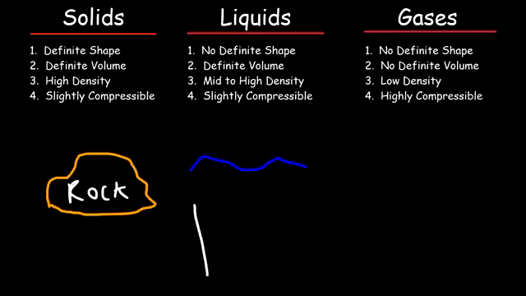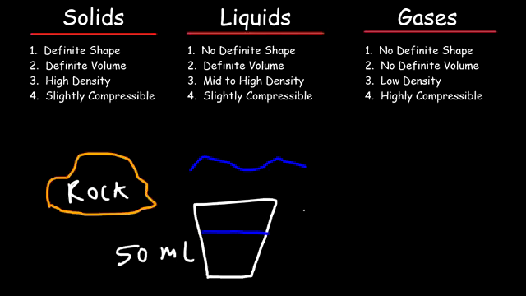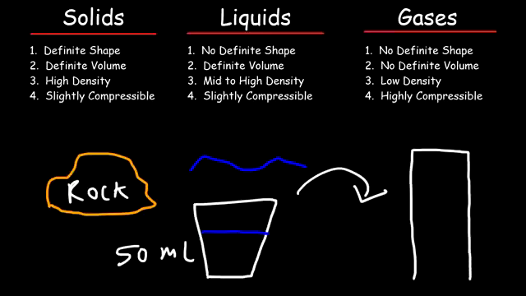Let's say if I have a cup that looks like this, and in it, let's say we have 50 milliliters of water. So this cup has a definite volume of fluid. Now, if I take that liquid and pour it into a cup with a different shape, the volume of water will not change. It will still be 50 milliliters. So thus we could say that liquids, they have a definite volume. However, the shape is different. A liquid will take the shape of its container.